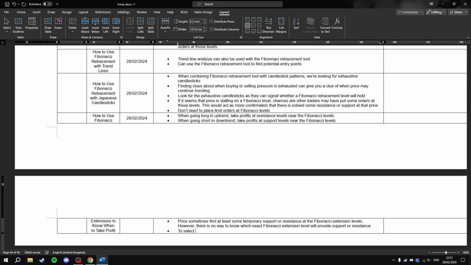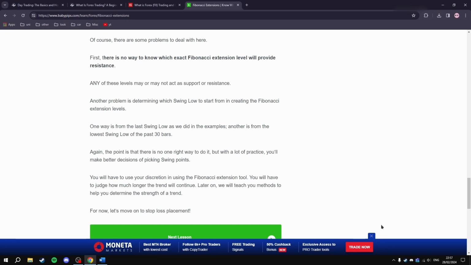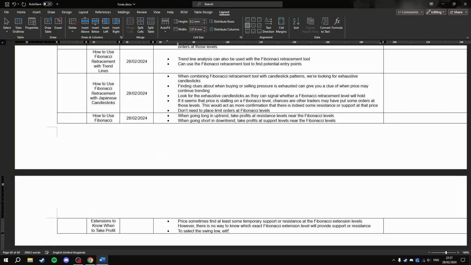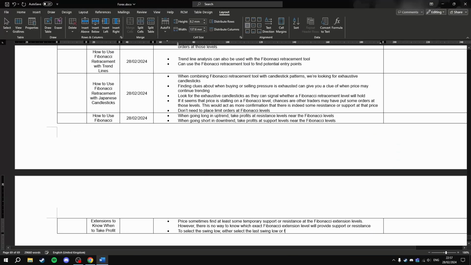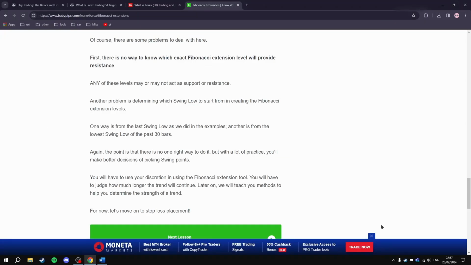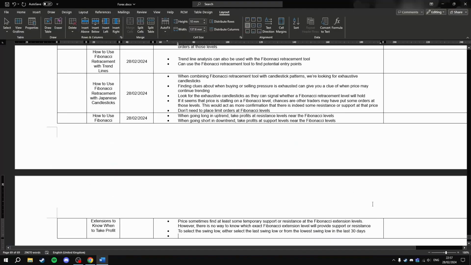To select the swing low, either select the last swing low or the lowest swing low in the last 30 bars, not days. Last 30 bars. Why 30 though?